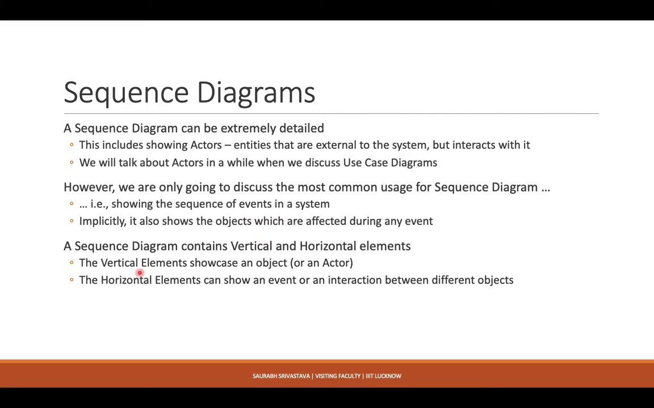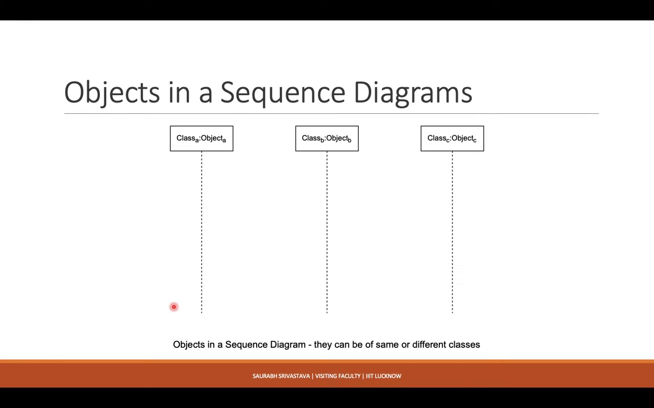So basically the overall idea of a sequence diagram is to have vertical and horizontal elements. The vertical elements basically show an object. It could be an actor as well, but we'll keep it restricted to an object. The horizontal elements basically show an interaction between different objects, right? So when you start creating a sequence diagram, the first thing that you do is create these objects, okay? And this is how you show them, right? And you can see that there is a dotted line here and here, okay?